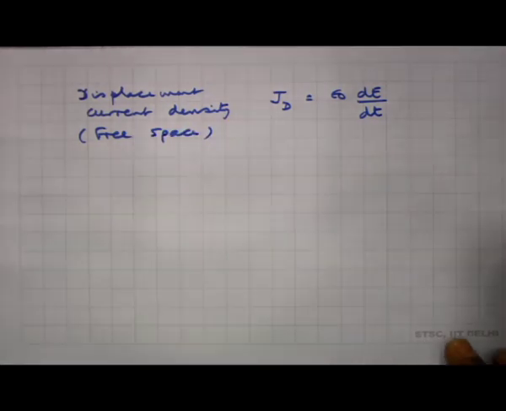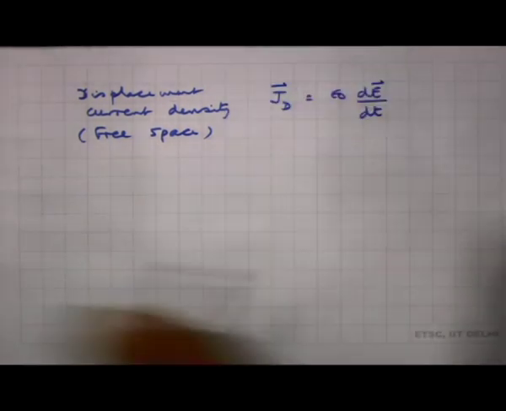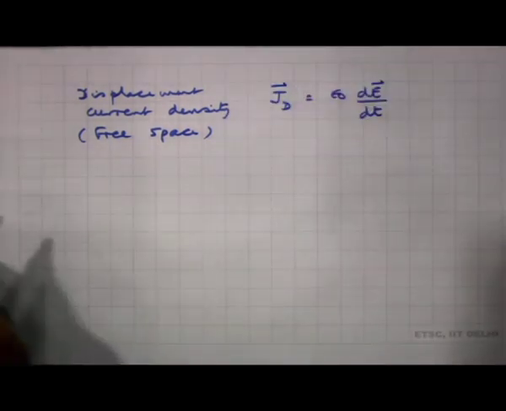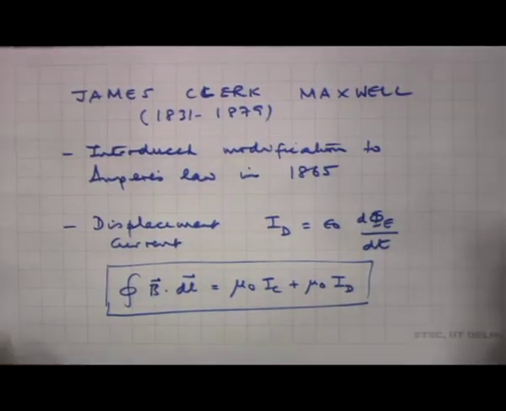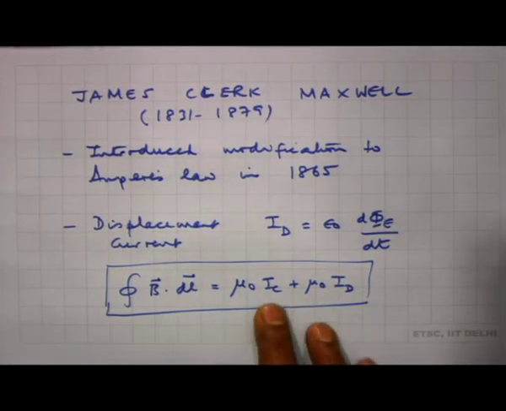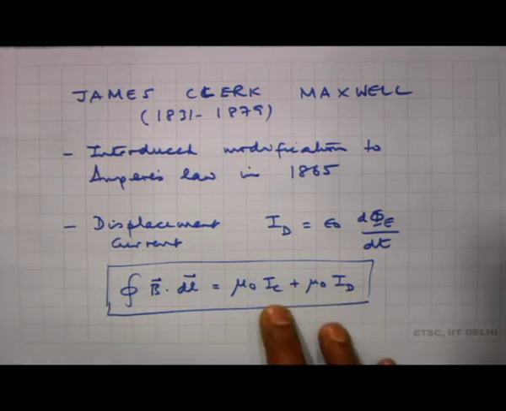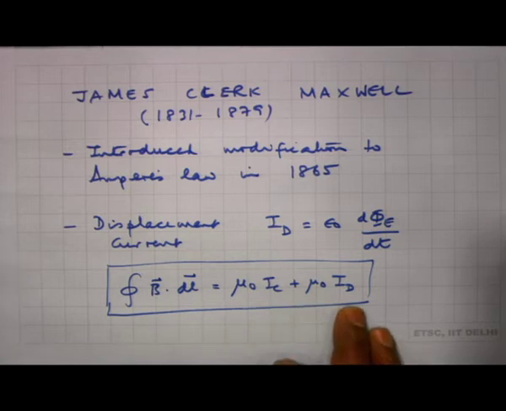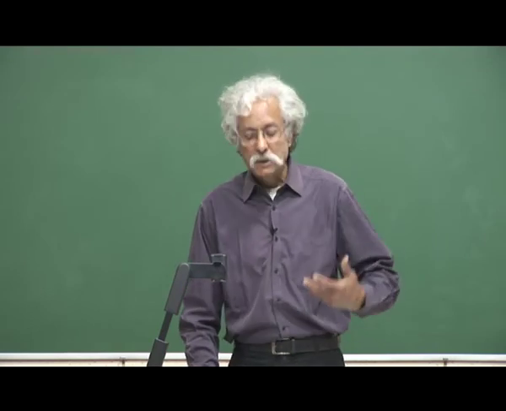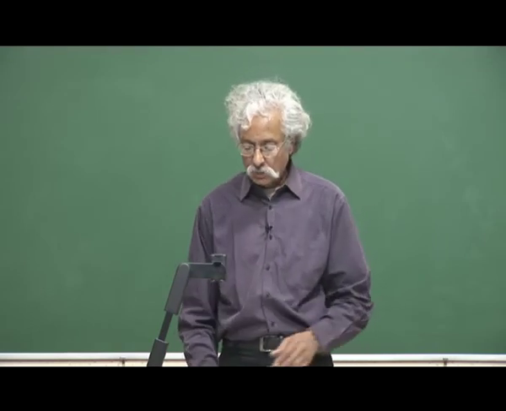I can define a displacement current density, which is epsilon 0 dE/dt. Let me put a vector here, that is the vector current density. So the right hand side of the generalized Ampere's law contains conduction current and displacement current. Depending on the situation, you may find a contribution because of conduction current only, or displacement current only, or both conduction and displacement currents. It is possible that both of them contribute to the generation of magnetic field.